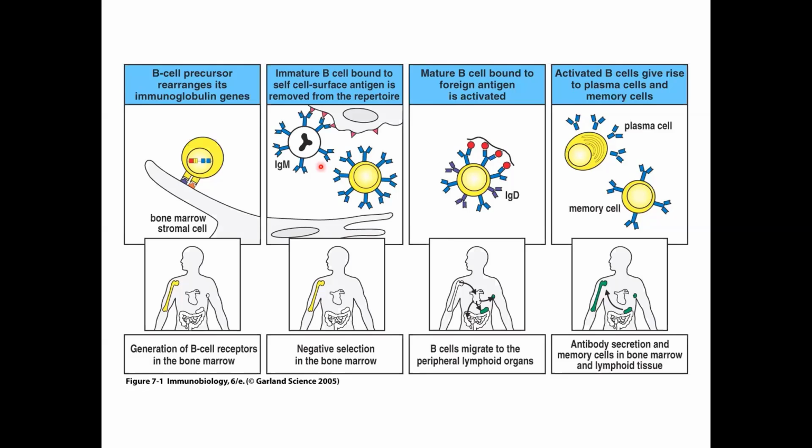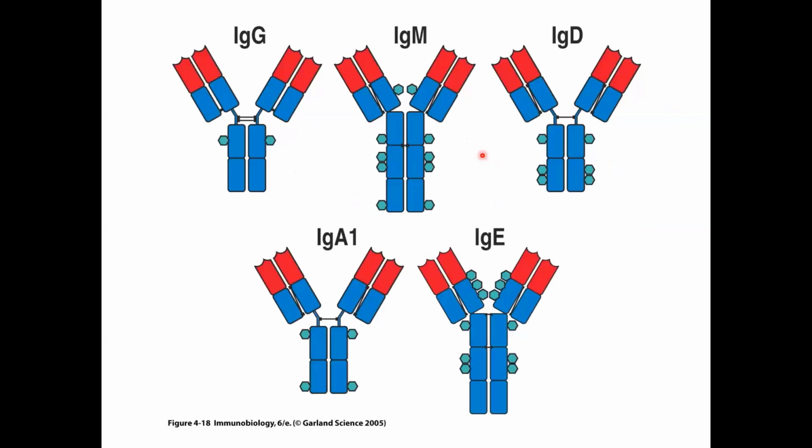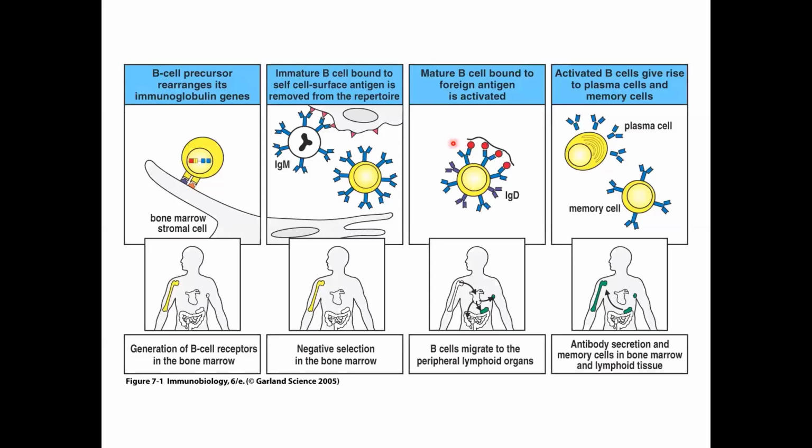IgM is the first class that gets used, and it is always secreted as a pentamer, so 5 copies of this molecule, 10 antigen binding domains, because the first antibodies that get made are probably not that great, and so you have to increase their valency to make them work a little bit better. Then, as the antibody response matures, it'll class switch, so the same antibody is put on a different class to invoke different effector mechanisms.